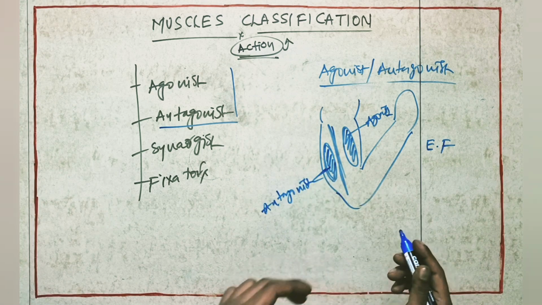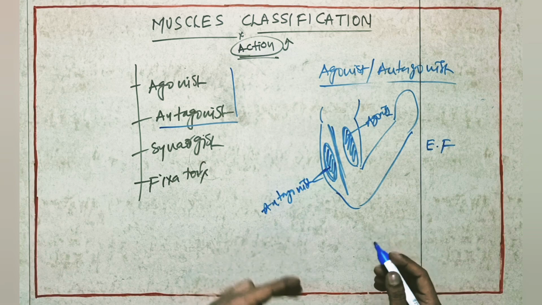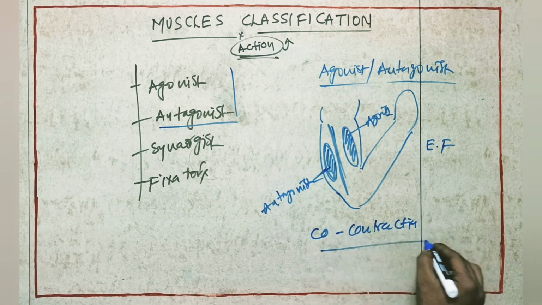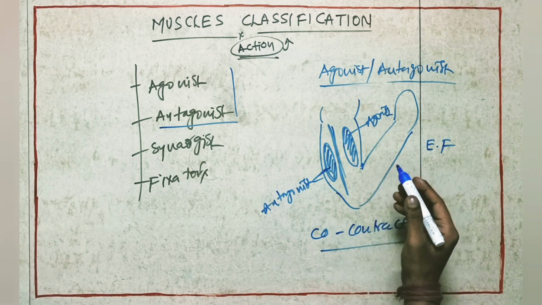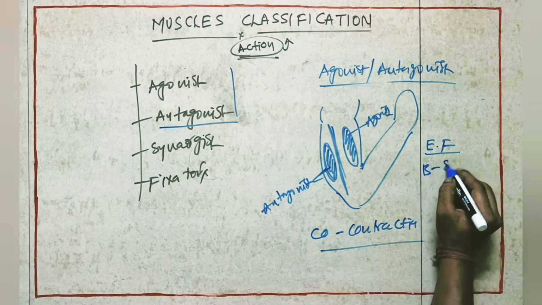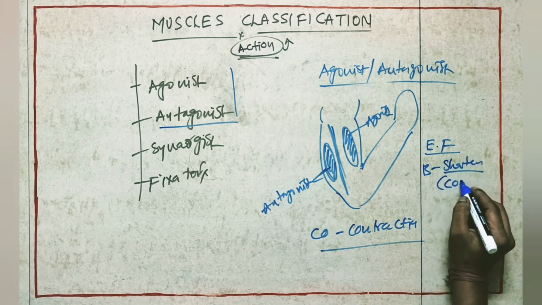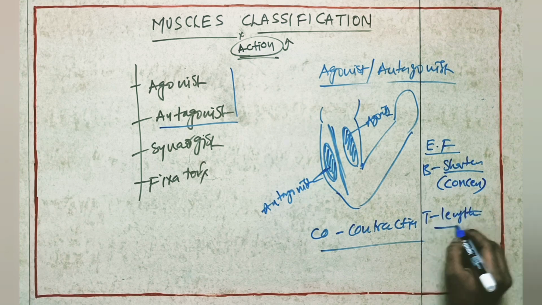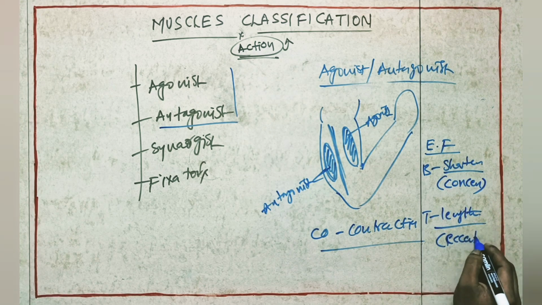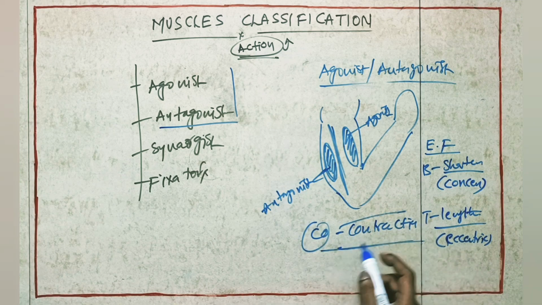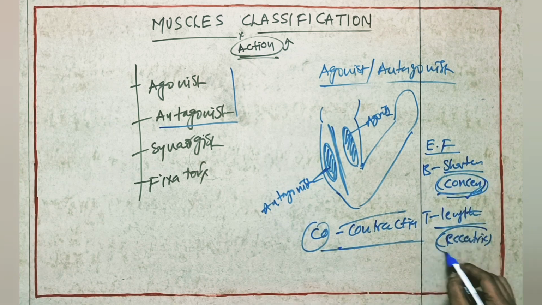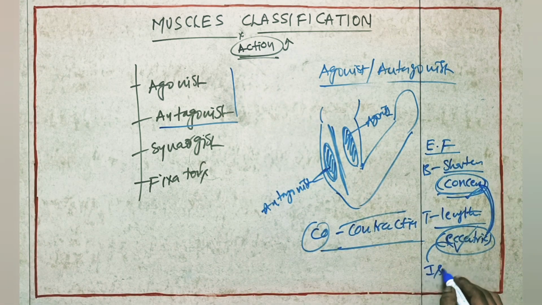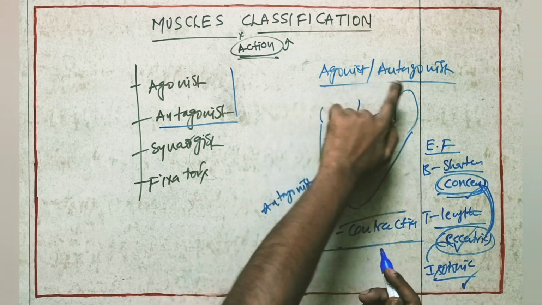So what it means, if one movement is happening, both agonist and antagonist will work in co-contraction. Co-contraction, what does it mean? When we do agonist contraction, if we do elbow flexion, the biceps muscle will go for shortening, nothing but concentric contraction. The triceps muscle will go for lengthening, nothing but eccentric contraction. This is nothing but co-contraction. One muscle group will go for concentric, one muscle group will go for eccentric contraction. Concentric and eccentric, these two come under isotonic contractions. So these are about agonist and antagonist.